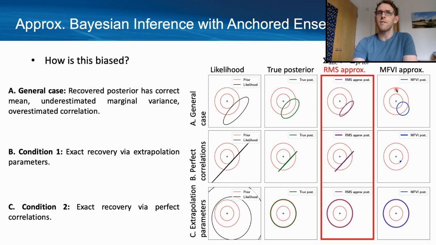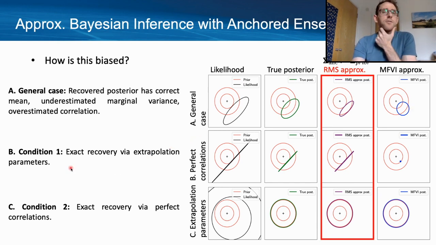And so in the first row, we're looking at the general case, where we have some arbitrary likelihood, which leads to some arbitrary posterior. In this situation, the posterior that we're going to return will have underestimated marginal variance, and the correlation will be overestimated. And I think in this situation, mean field variational inference actually looks quite favorable because it keeps that marginal variance a little bit better.